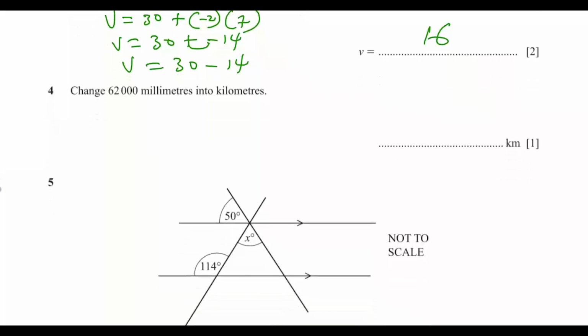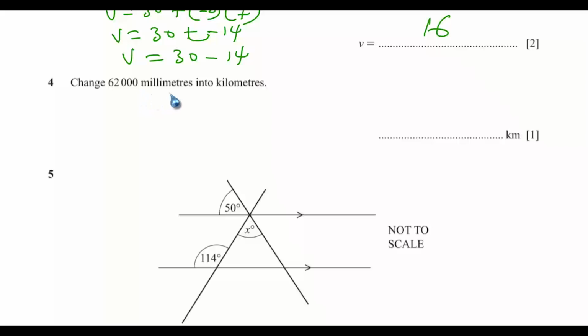So question 4, change 62,000 millimeters into kilometers. If you use the acronym, King Henry died by drinking chocolate milk. So this is the base where you have the meters, liters, and grams. So this is millimeters and this is kilometers. So if you want to convert 62,000 millimeters to kilometers, that means you have to move towards this direction. 1, 2, 3, 4, 5, and 6. So that is 6 times.